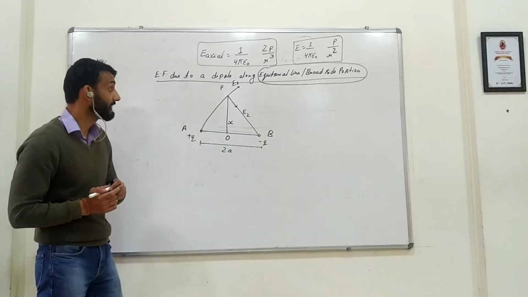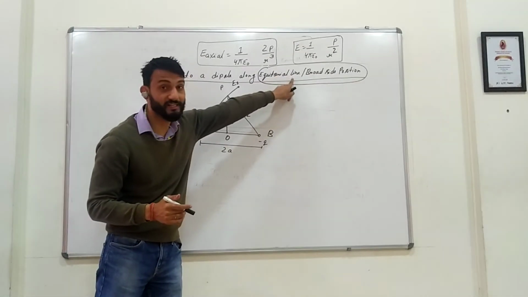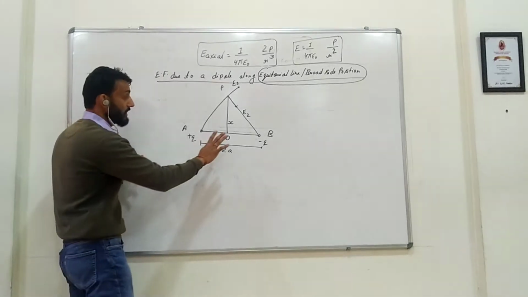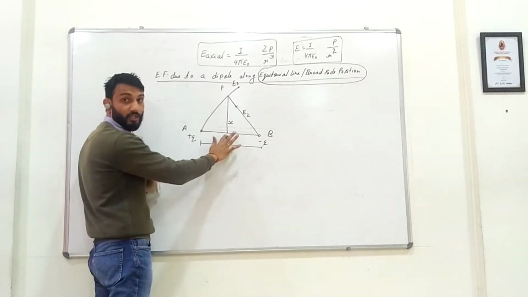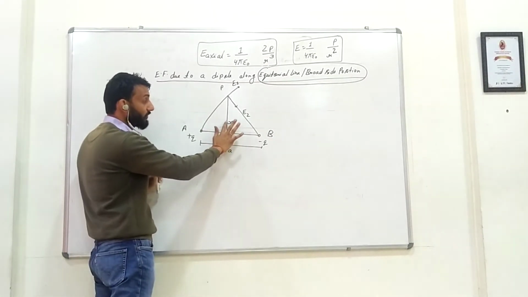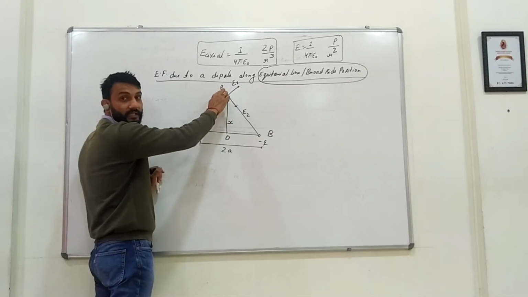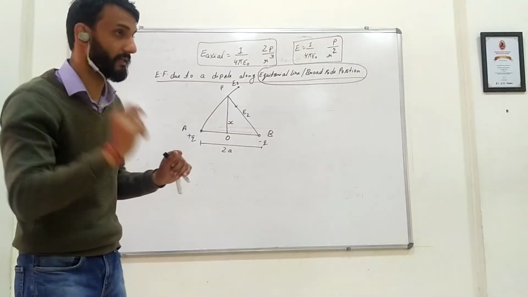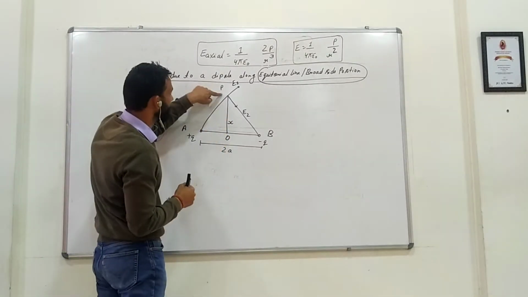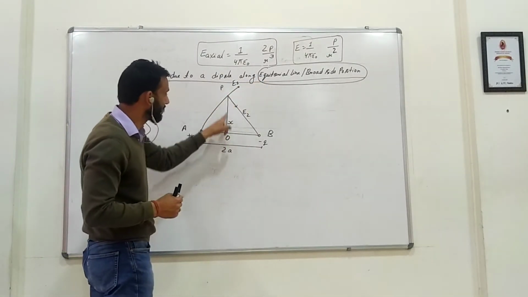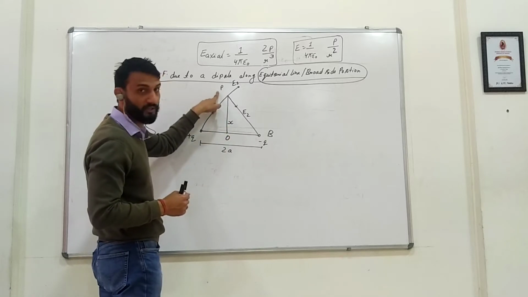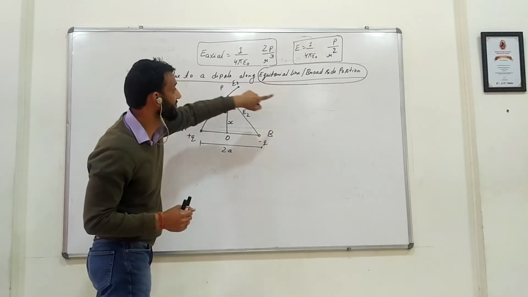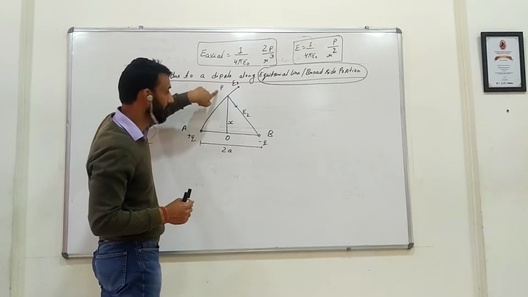Now guys, this equatorial point or equatorial line means from the center of the dipole you draw a perpendicular line up to a point P. So this point P is the point at which you have to calculate the electric field. So this line will become the equatorial line, and this point will become the equatorial point, sometimes known as broadside position as well.